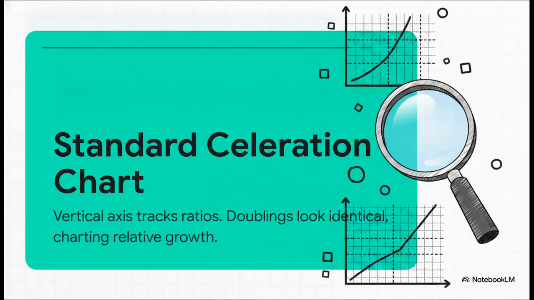Enter the hero of our story, the Semilogarithmic standard celeration chart, or the SCC for short. Now, unlike our linear graph, this chart completely solves the architectural trap. Why? Because its vertical axis tracks ratios, not raw numbers. This means that doublings will always look identical on the grid. Going from 1 to 2, 2 to 4, or 50 to 100 will all take up the exact same amount of vertical space. It charts true relative growth, completely abandoning that misleading focus on absolute additions.